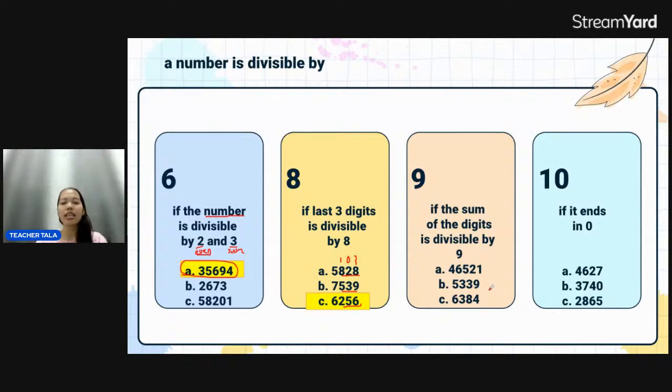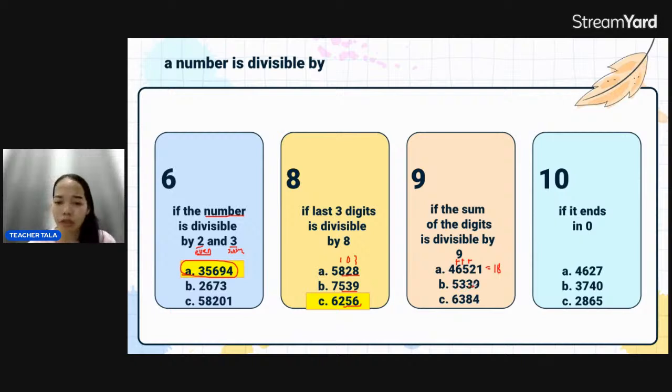Okay, we have number 9. If the sum of the digits is divisible by 9, okay, again, the divisibility rule for 9: if the sum of the digits is divisible by 9. So for 3, if the sum of the digits is divisible by 3, then it is divisible by 3. Sa 9 naman, if the sum of the digits is divisible by 9, then the number is divisible by 9. So meaning, i-add pa rin natin yung lahat ng digits. So 4 plus 6, 10 plus 5, 15 plus 2, 17 plus 1, that's 18. And the 18, is it divisible by 9? Yes, the answer is 2, right? So A is already divisible by 9.